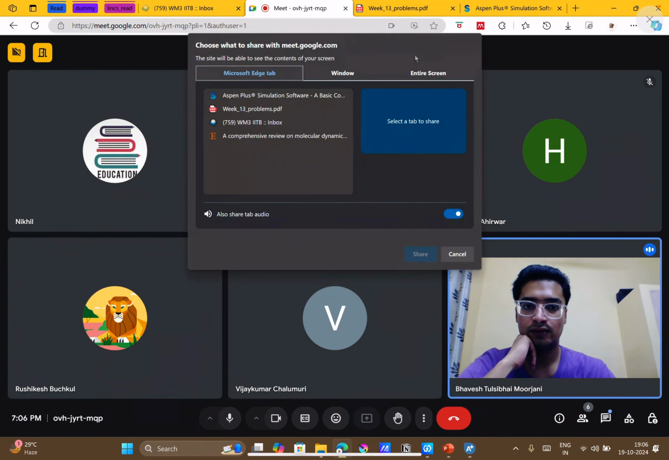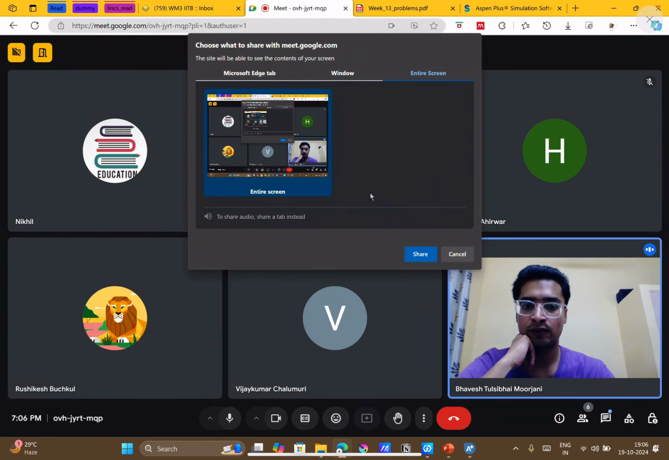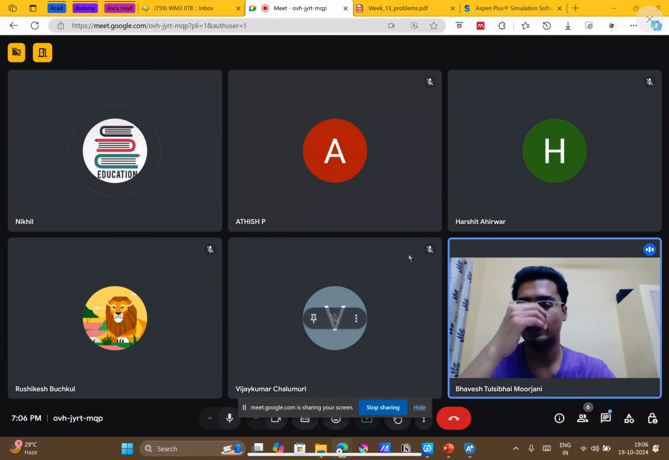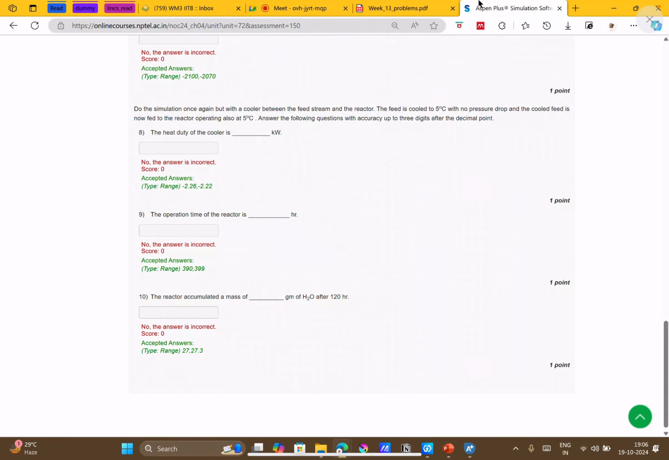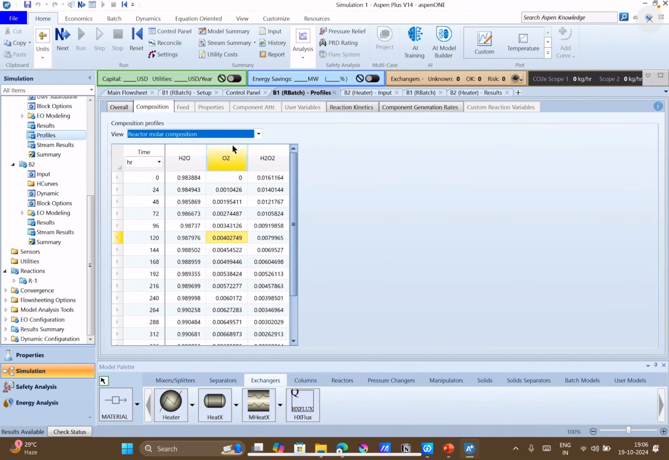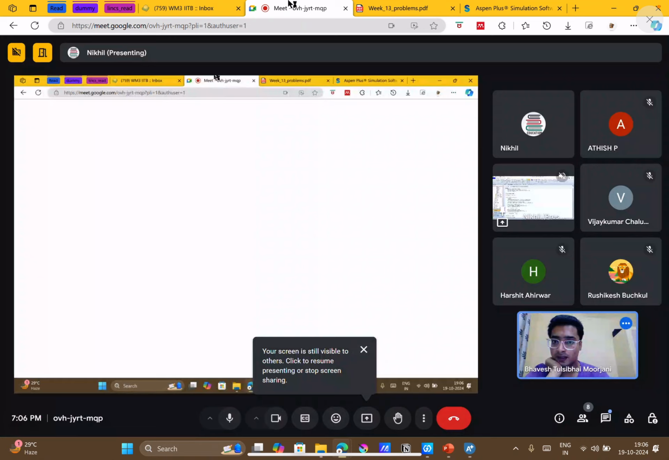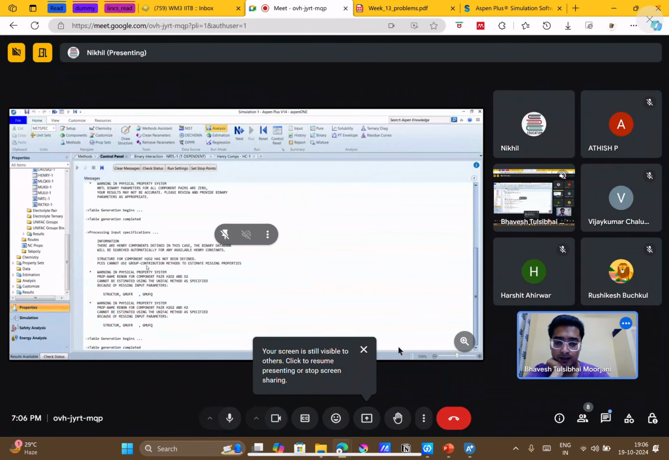Okay, so first we want to see the accumulation part. It should be somewhere in the profile section only. So the question says the reactor accumulated this much gram of water after 120 hours. So, just a minute.